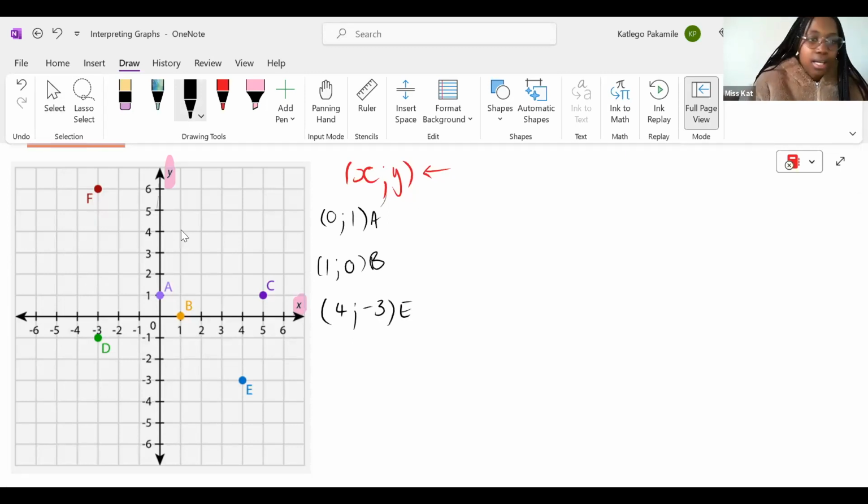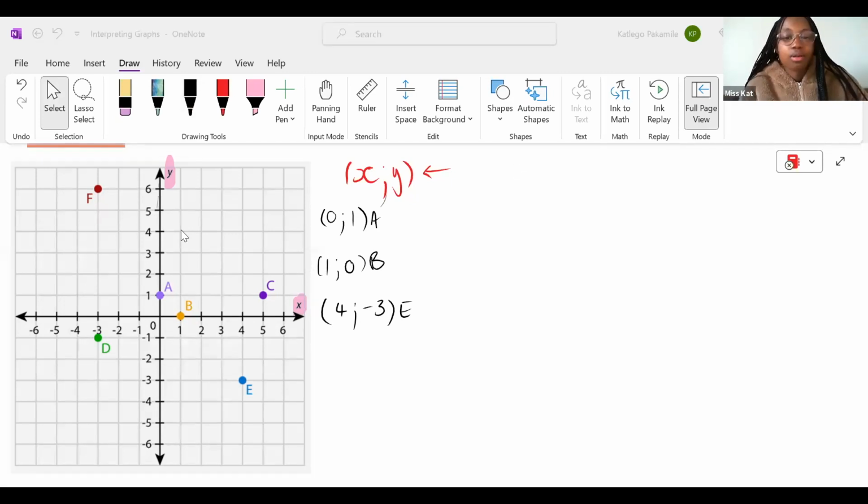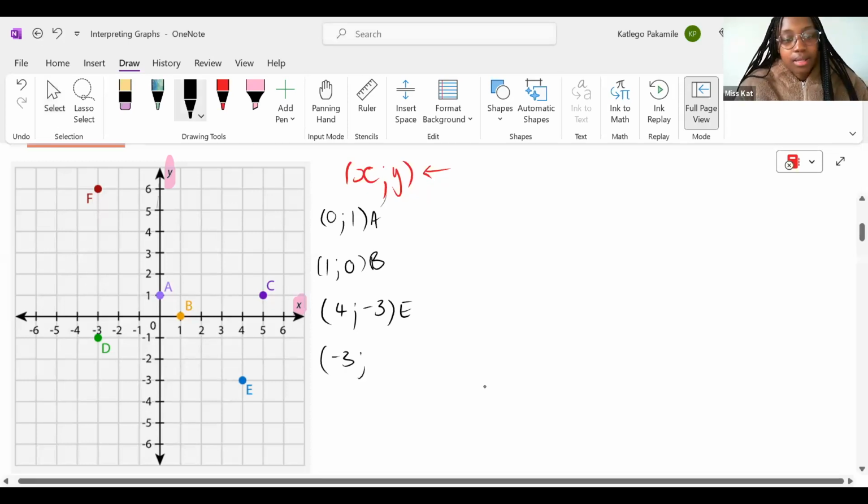And then for the last thing, what I asked for was D. Who's D, guys? Let's hear what you guys have to say for D. The cold is freezing my brain as well, that's what I'm going to blame here. Tando says -3 and -1. I like how you guys are remembering to put your X first. That would be correct. So open bracket, -3, -1, close your brackets, and that would be D.